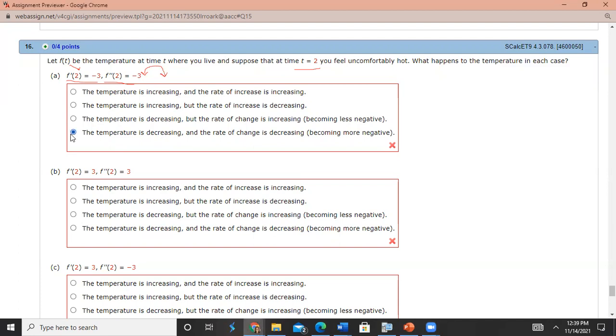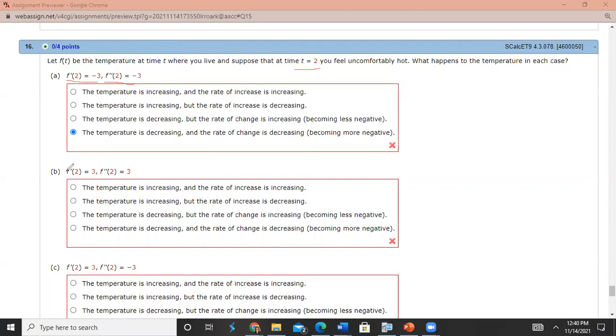Sometimes I like to think about this the way we first learned it, when we were referring to how particles were speeding up or slowing down. The particle would be speeding up if the slope and the second derivative, the acceleration, were working together versus working in conflict with each other. So here they're working together. The temperature is essentially speeding up in a negative direction. The temperature is going down and the rate of change is also bringing it down fast.